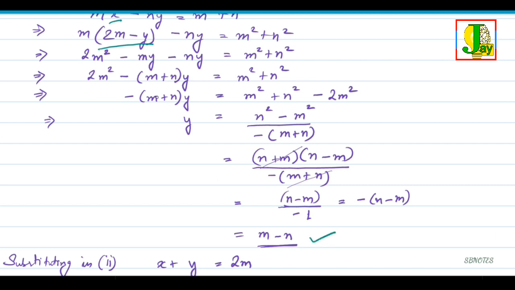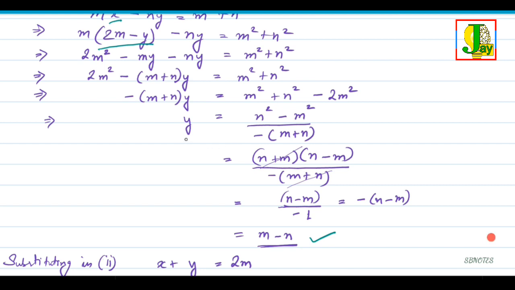Okay, so the process is very simple. If you go through all these steps, it's simple. Here we can cancel n plus m, and m plus n is the same, so we can cancel this term, and what we are left with is this. So finally we have y equals m minus n.